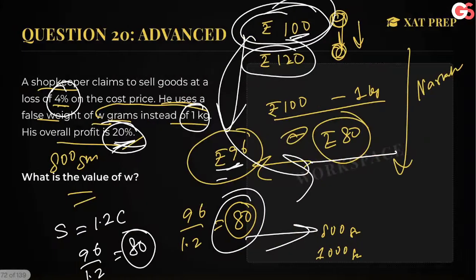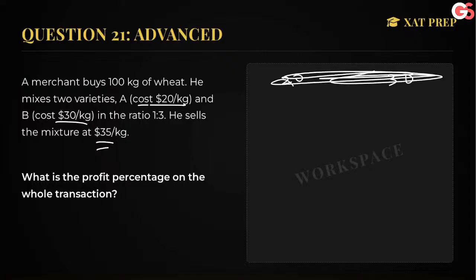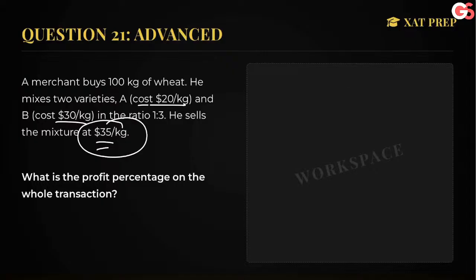चलो, बहुत अच्छी बात है। ये देखते हैं, 21 हमने कर लिया था क्या? हाँ. Merchant buys 100 kilogram of wheat. He mixes two varieties, 20 and 30, in the ratio 1:3. Sells at 35. 20 comes here, 30 go. Then data is inconsistent. ऐसा हो ही नहीं सकता. It is impossible. The mixture price will always lie between 20 and 30. Data inconsistent.